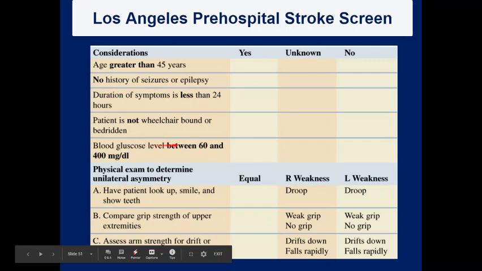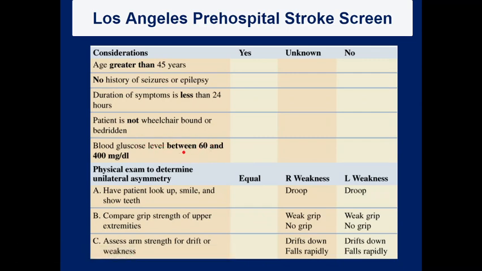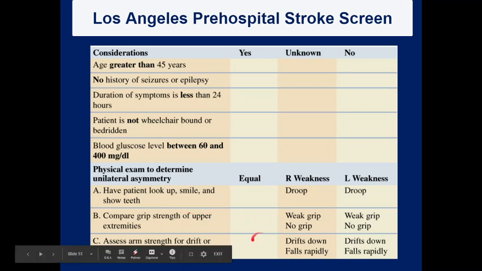And then you always check, even for Cincinnati, a blood sugar, because of stroke mimickers with low blood sugar and high blood sugar. This just reminds you of that. And then you do a physical exam to determine asymmetry. So look at their face, their arms, and then their legs.